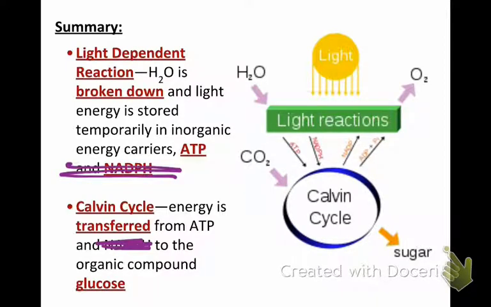Does this kind of make sense? Sort of? You get that there's 2 steps to photosynthesis? Step 1 is the light reaction. Step 2 is the Calvin cycle. What was another name for the Calvin cycle? Very good. Light independent. Light independent reaction. Okay? Very good.